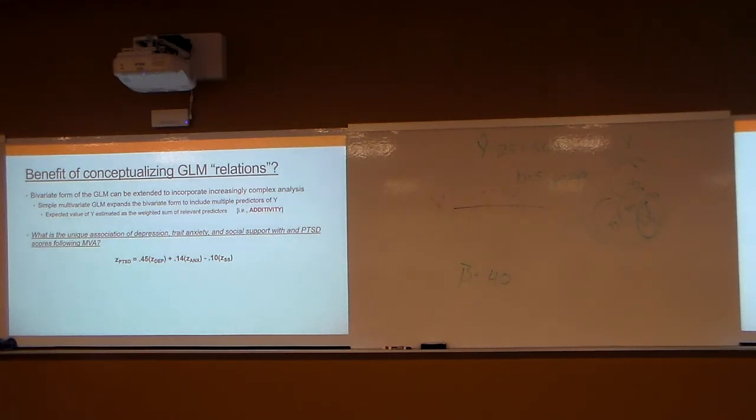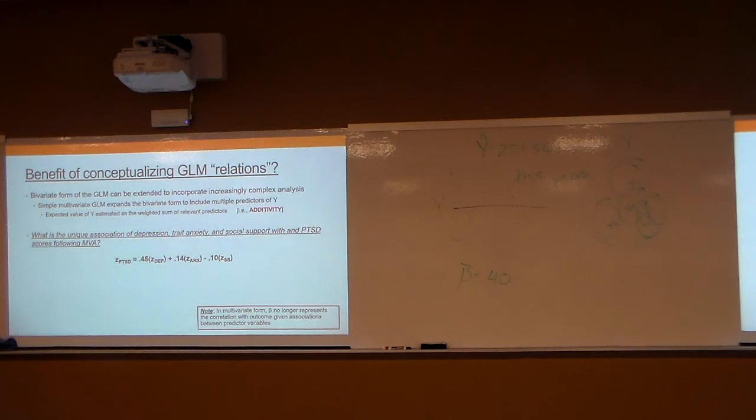But the idea is that when I'm predicting my outcome here, at least within this model, my depression score is getting the biggest chunk, right? But then anxiety is accounting for a little bit more, social support accounting for a little bit more. My ultimate predicted score for my outcome is going to be the sum of the weighted scores of each one of my predictors.